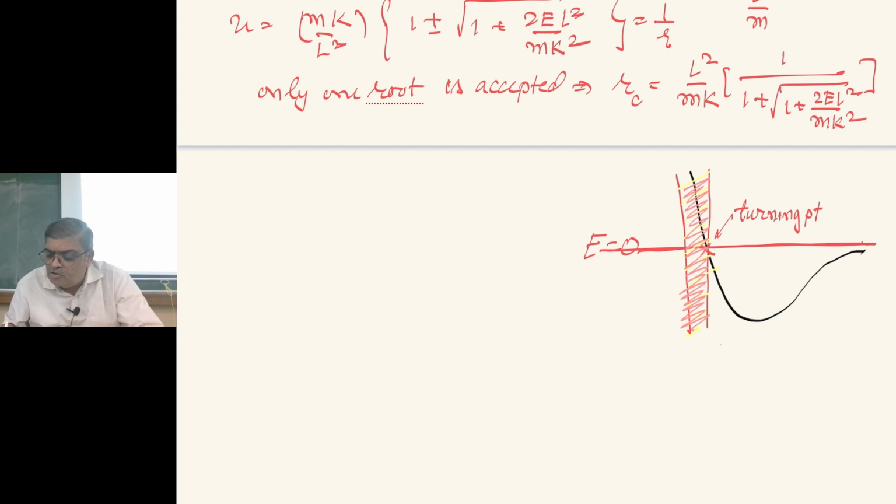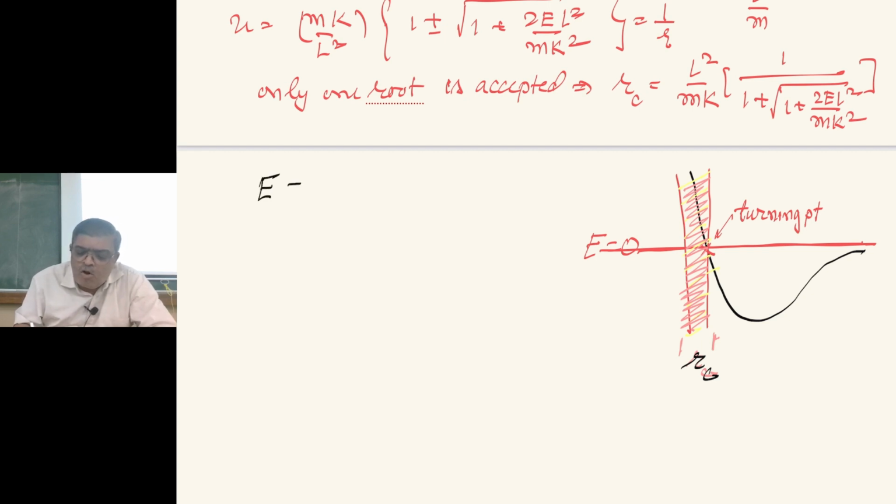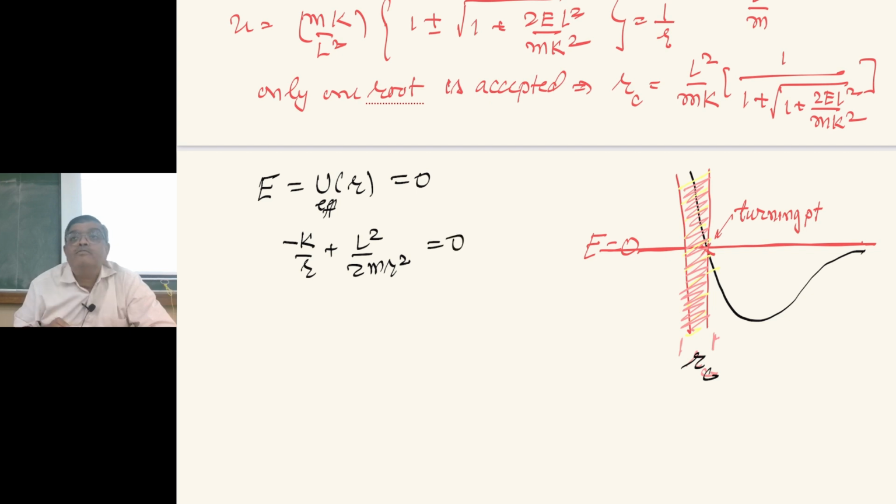So now this distance over here from the origin will be my distance of closest approach. So how do we find the distance of closest approach? Again, mind you, the turning points are always given by U effective of R, and this we are told is equal to 0. So I'm going to have a minus k by r plus L squared by twice m r squared is equal to 0. So I can immediately read out one root. No calculations required.